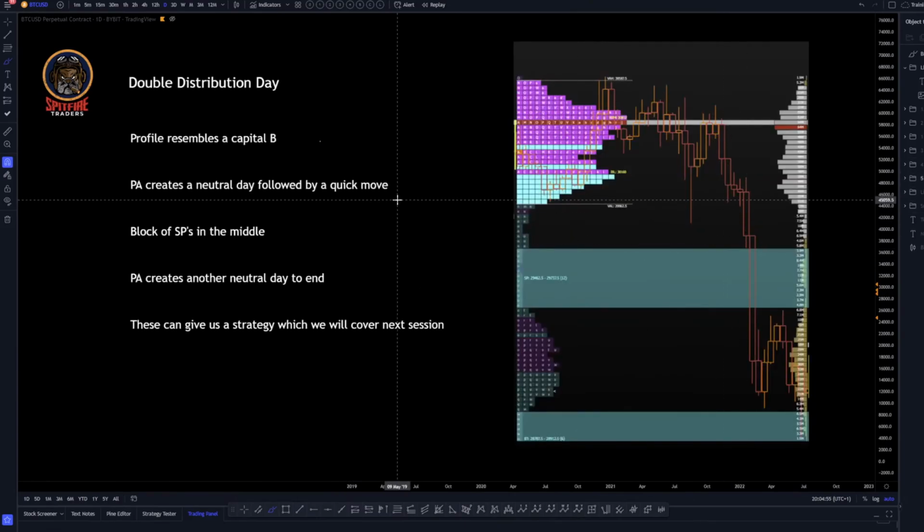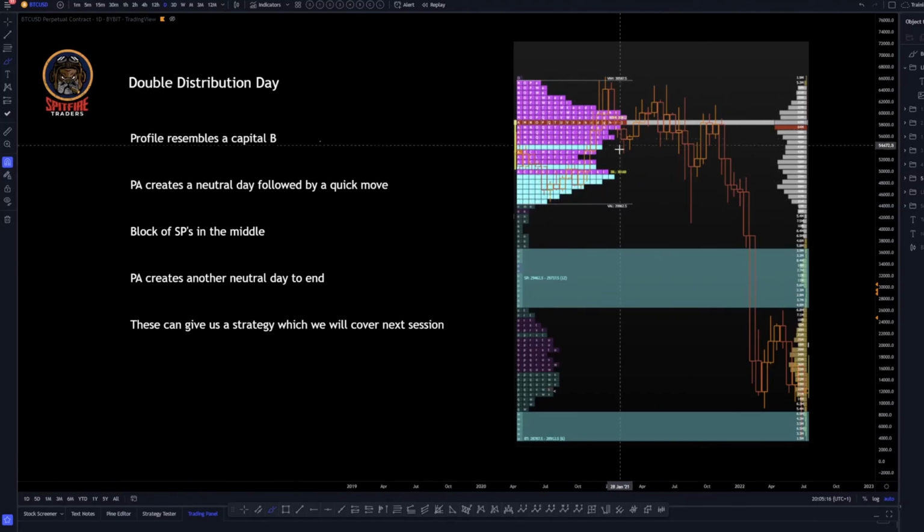Next. This one is a double distribution day. Now, there's a whole strategy that comes along with this, and I'm going to teach you about that in the next session. But the long and short of a double distribution day is it's pretty obvious. You can look at it and you can see why it's a double distribution day.